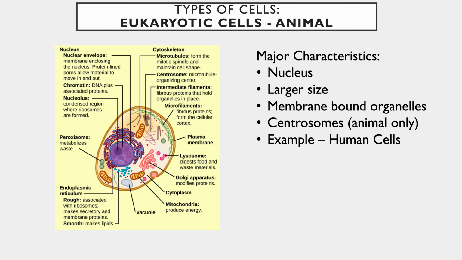The major characteristics to be noted here are the nucleus, the larger size compared to prokaryotic cells, and membrane-bound organelles. And in the animal cell, they have a specific organelle called the centrosome. Take some time to pause the video and review all of the animal eukaryotic anatomy listed here in this image.